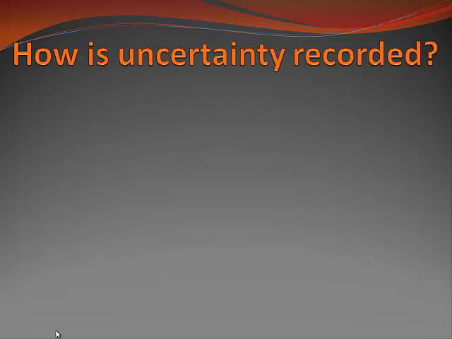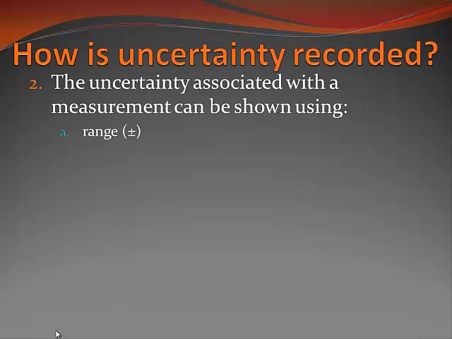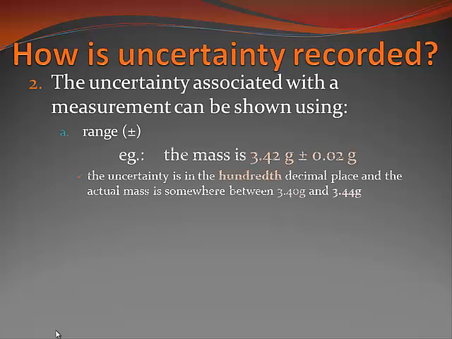So how do we record that uncertainty? Well, the uncertainty associated with a measurement can be shown in one of two ways. We can either have an error range, which you may see as a plus or minus value. For example, the mass of a pen is 3.42 grams plus or minus 0.02 grams. The uncertainty is in the hundredths decimal place, and the actual mass we know to be somewhere around 3.42. It could be as low as 3.40 grams or as high as 3.44 grams.